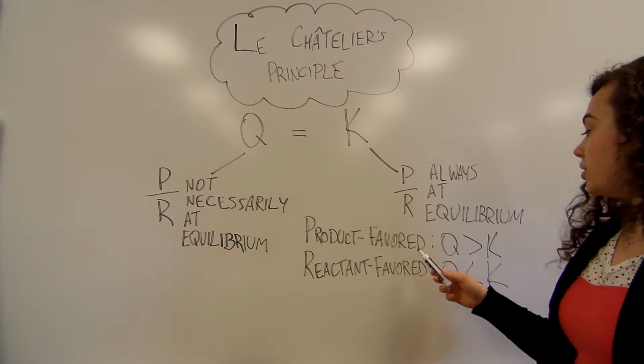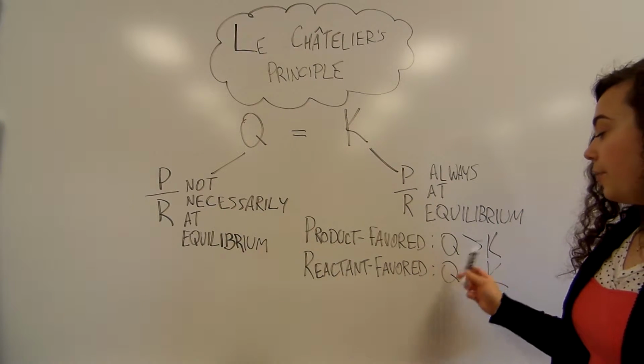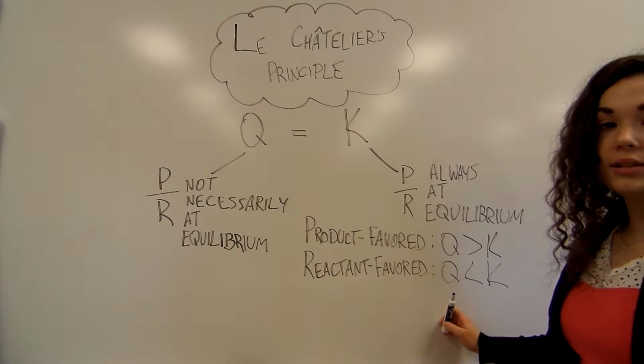If a reaction is product favored, Q will be greater than K. And if it's reactant favored, Q will be less than K.